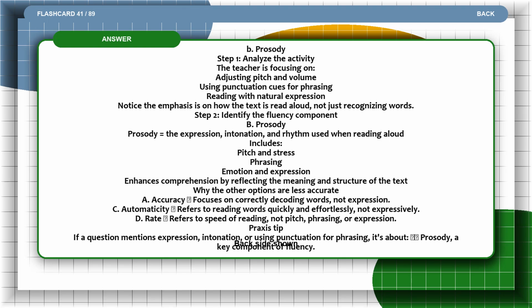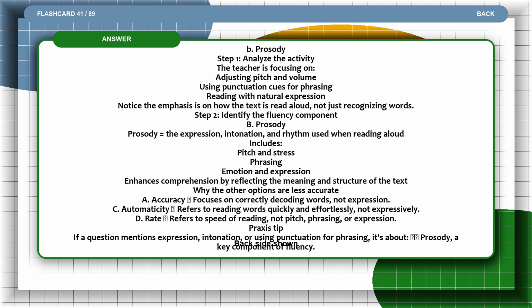The answer is B. Prosody. Step 1. Analyze the activity. The teacher is focusing on adjusting pitch and volume using punctuation cues for phrasing. Reading with natural expression. Notice the emphasis is on how the text is read aloud, not just recognizing words. Step 2. Identify the fluency component. B. Prosody. Prosody equals the expression, intonation, and rhythm used when reading aloud. Includes pitch and stress. Phrasing, emotion, and expression enhance comprehension by reflecting the meaning and structure of the text.